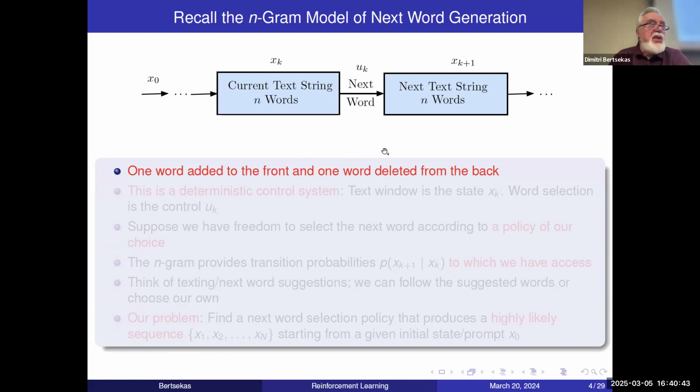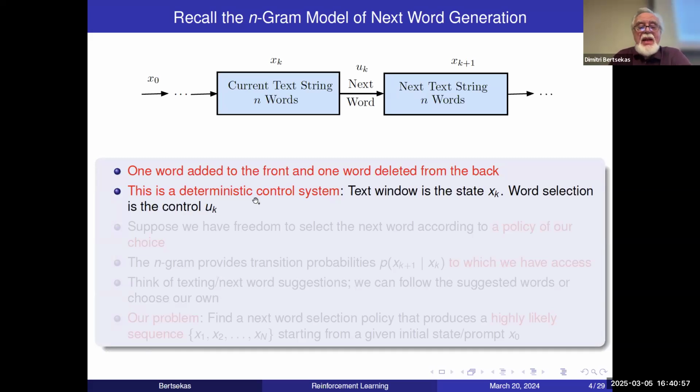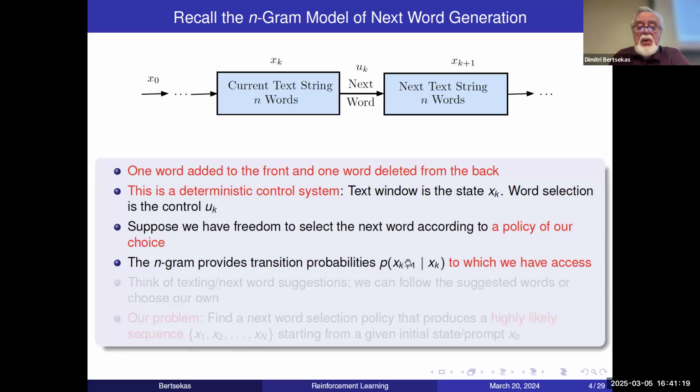Now notice that this is a deterministic system. We made this point before, a deterministic control system. The text window is the state, xk, and the word selection is the control, uk. We would like to consider policies that optimize a certain cost function or reward function. And in this particular context that we're going to discuss here, the reward function is going to come out of probabilities, next word transition probabilities that the n-gram produces.